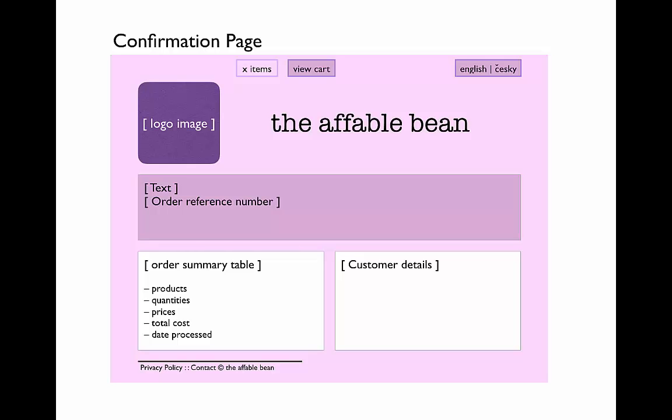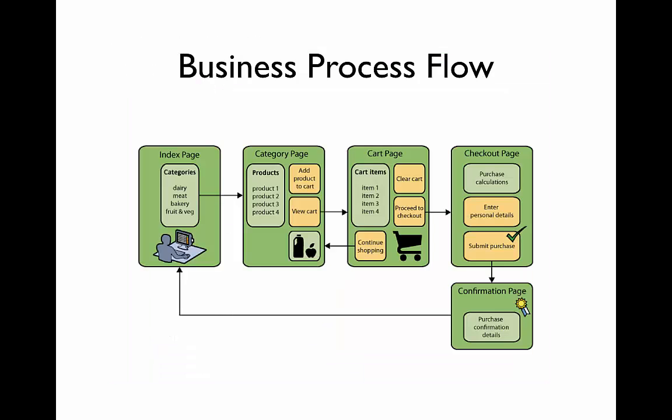Finally, the confirmation page is what appears once you submit the form from the checkout page. It contains an order number, an order summary, and customer details. Let's look at a business process flow diagram for the use case given earlier.